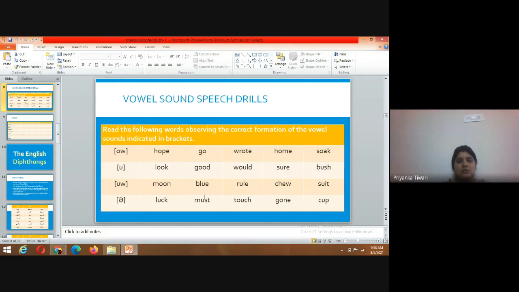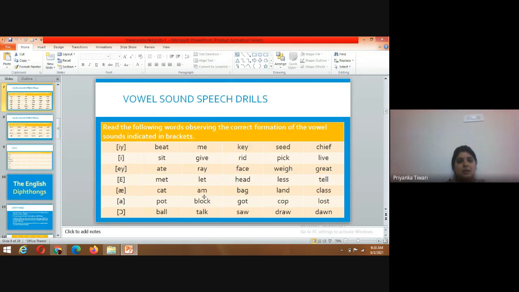Vowel sound speech drills: beach, me, key, seed, chief, sit, give, rid, big, live, edge, ray, phase, way, great, match, let, had, less, tell, cat, am, bag, land, glass, pot, block, gauze, cop, lost, ball, talk, saw, draw, drawn.